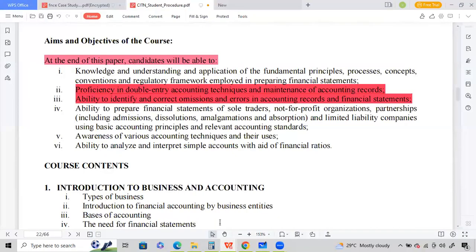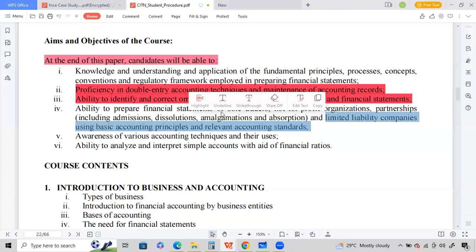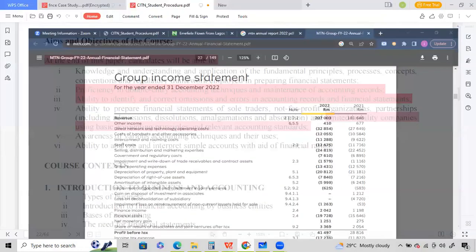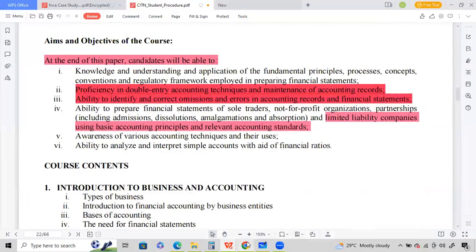How do we prepare financial statements for a sole trader? How do we prepare financial statements for a not-for-profit making organization? How do we prepare financial statements for a partnership? And we're also going to be talking about limited liability companies, which is the case of MTN that you're looking at here. So how do we prepare financial statements for such?